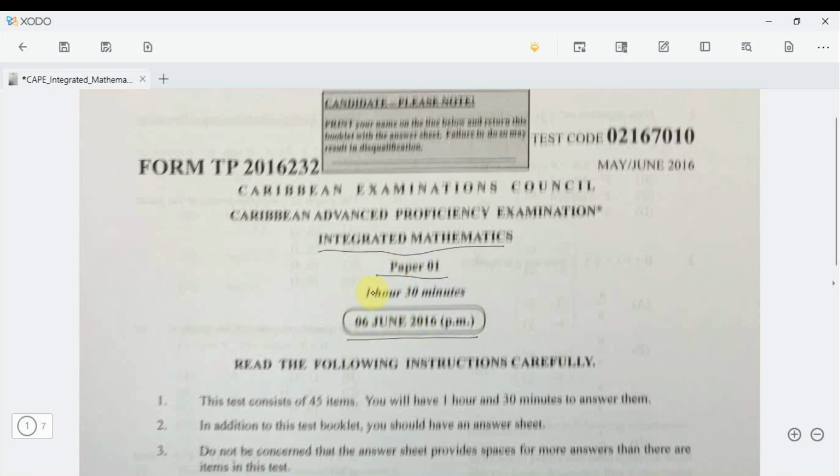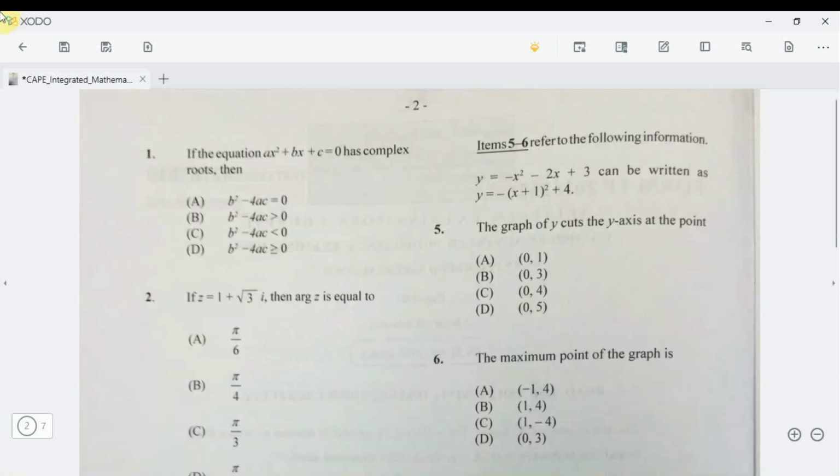My apologies, it's a little bit blurry. This is how I received the paper, so again, my apologies, but let's get into it and have some fun.